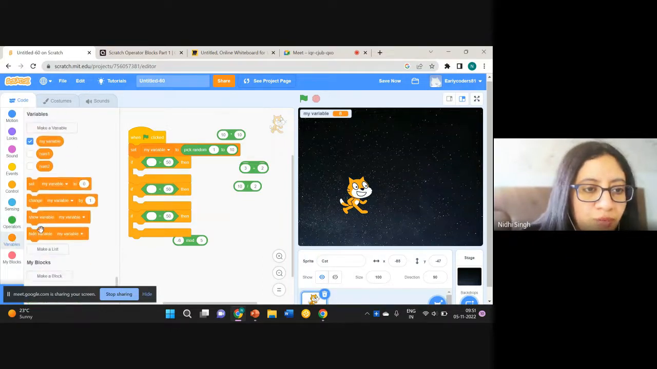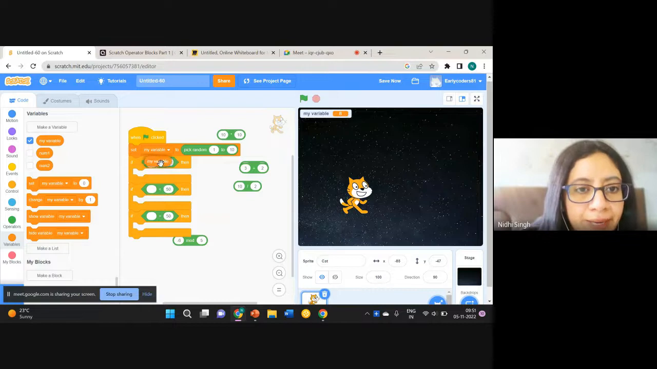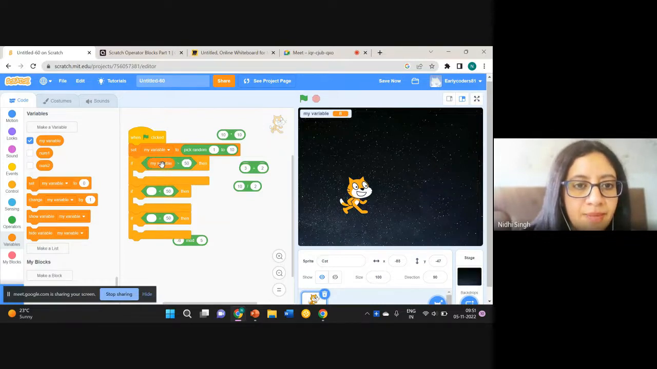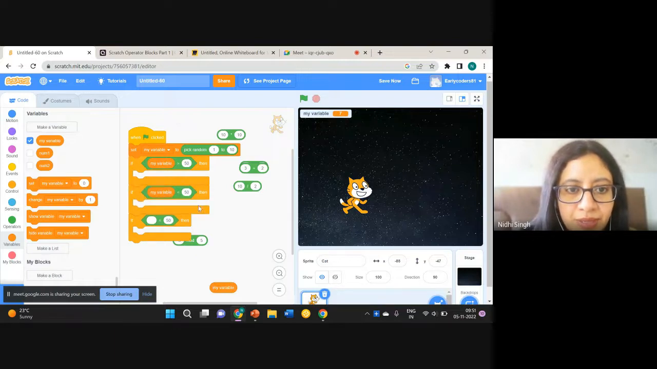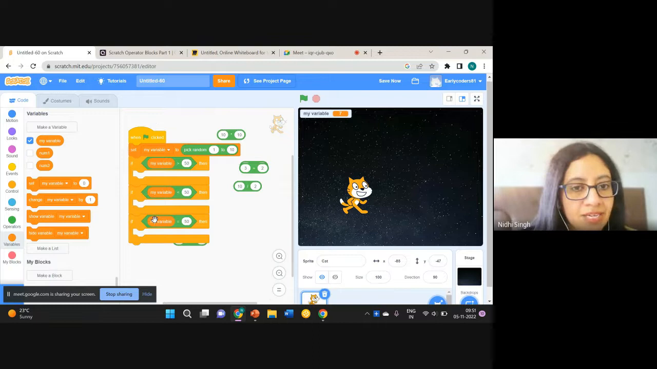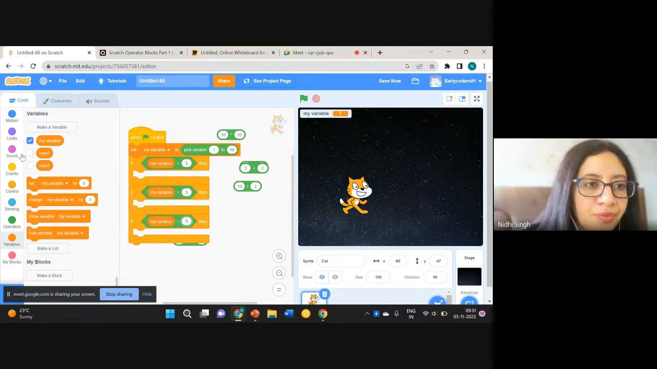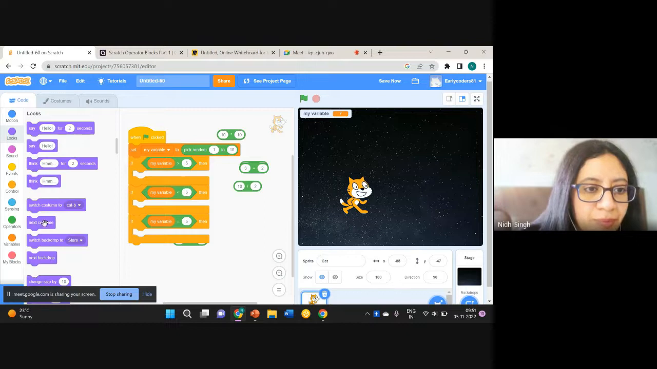So what are we checking? My variable. So the same thing will be copied here. So three different conditions are there. One variable is there and only one value will be generated. So let's say we are just taking greater than 5, less than 5 or equal to 5. So just bring the C block here.